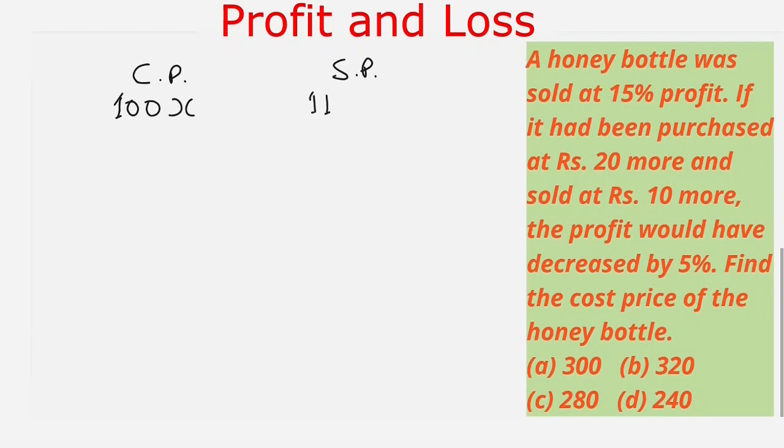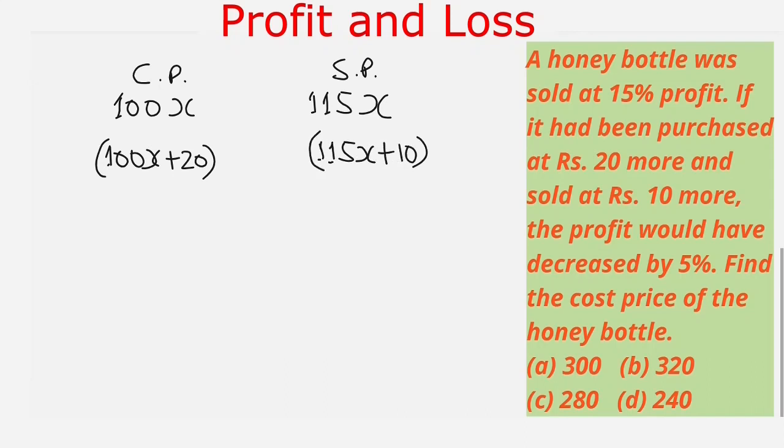Now in the second case, if it had been purchased at rupees 20 more, then the CP becomes 100x plus 20, and sold at rupees 10 more, then the selling price becomes 115x plus 10. Now the profit reduces by 5%. Earlier the profit was 15%.